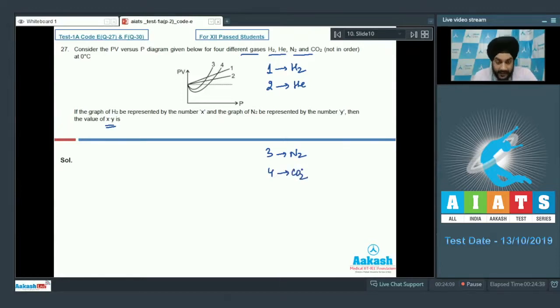So if we look at the values x and y given to us, the x has to be equal to 1, whereas the value of y has to be equal to 3. So students, for this question, we have to mark the product of x into y as 3. Let us look at the next question, students.